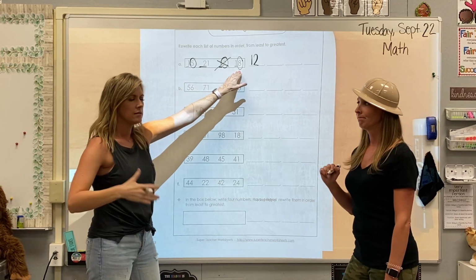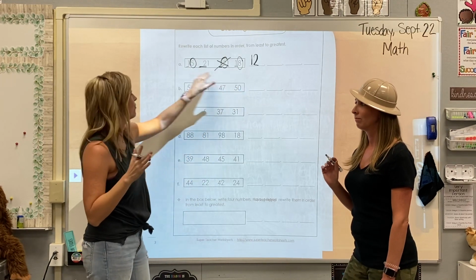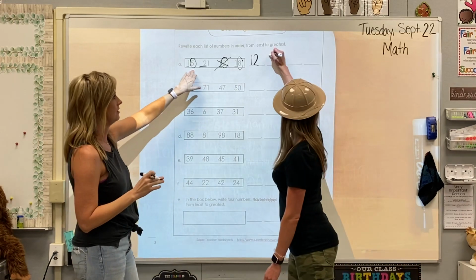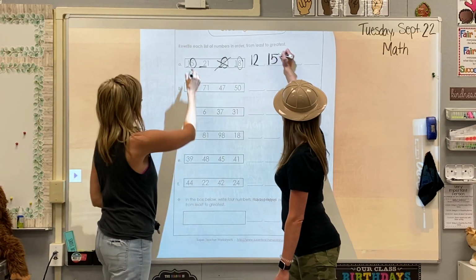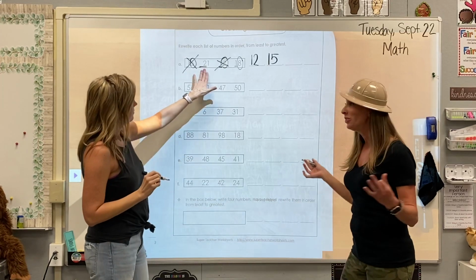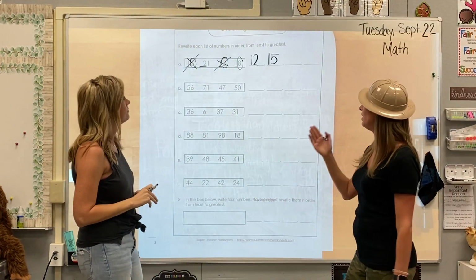I'm going from least to greatest. I need the smaller number. 5. 15. You got it. 15 is next. So our second number is going to be 15. Cross that off. Now you only have 2 to choose from. You have 21 and 18.